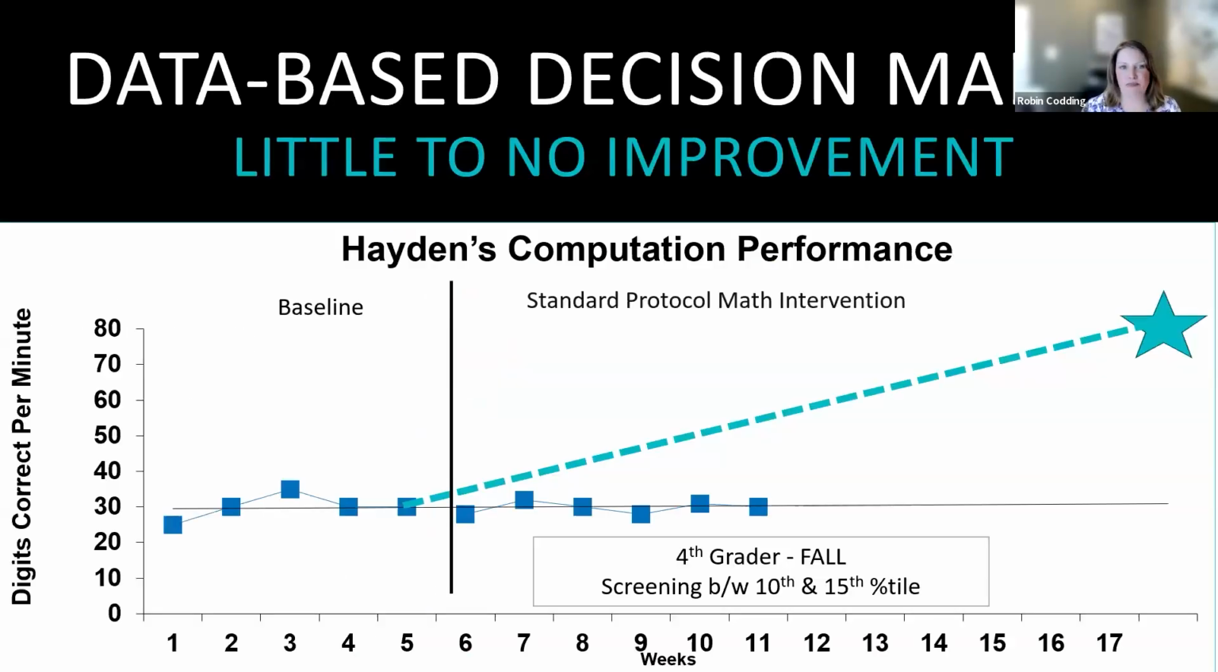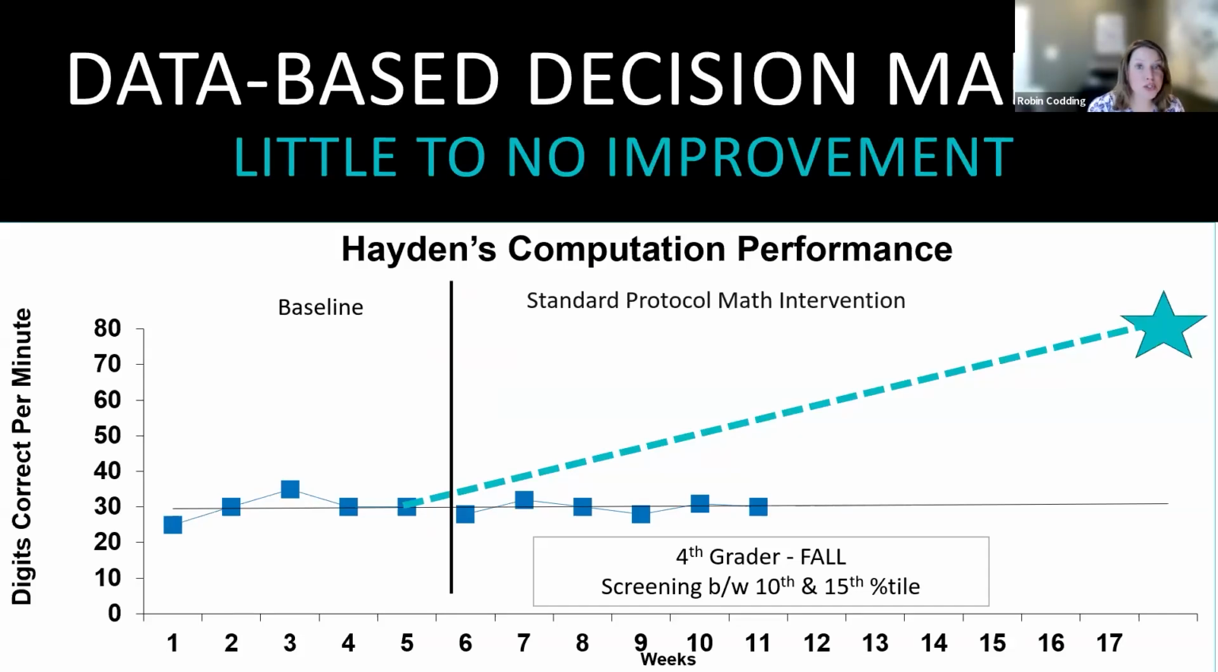So in this case, this is back to Hayden, the original graph that I shared with you earlier. This is our sample case. So we can begin by asking ourselves, how is a student performing? If we look at the aim line, which is represented by that teal dashed line with a star, we can see that the student is not making progress. And that's meaningful compared to where the student was without any standard protocol of math intervention.